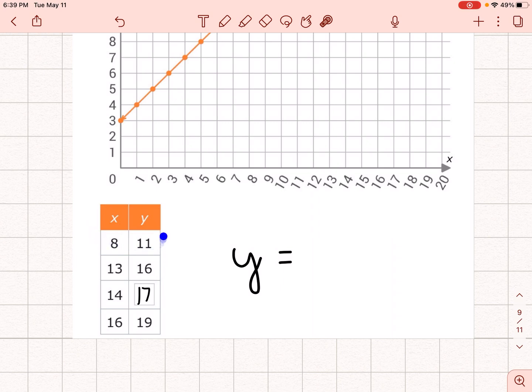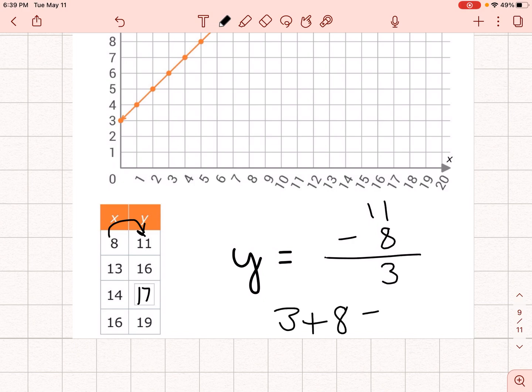Well, let's start with adding. How much do we need to add to get from 8 to 11? Let's find out. 11 minus 8 is 3. That means that 3 plus 8 is 11. Okay, so the rule might have something to do with adding 3.